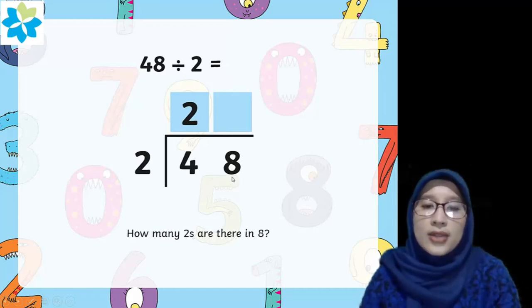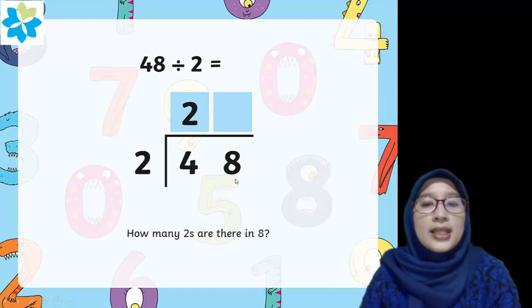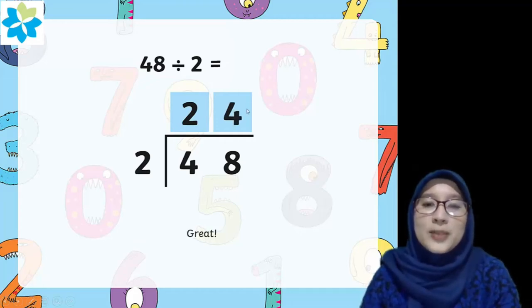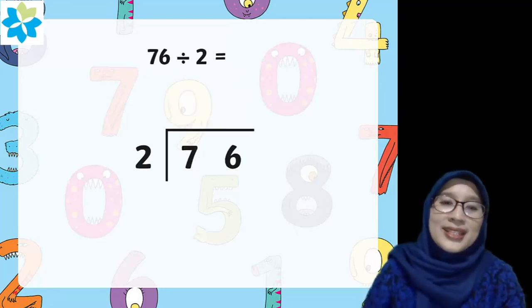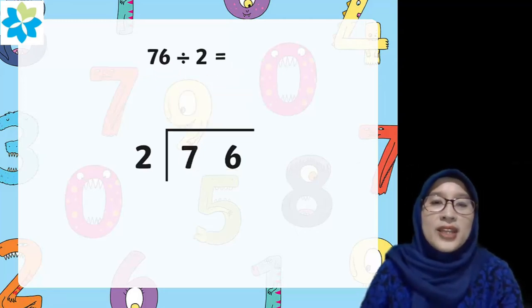And then let's count how many 2s are there in 8. Kita butuh berapa banyak 2 untuk mendapatkan 8. Atau dengan kata lain 8 dibagi 2. Kita hasilkan 4, because 4 times 2 equals 8. And there is no rest of number here. Tidak ada sisa. So the answer of this division is 24. Okay, it's simple, right? And then next, 76 divided by 2.